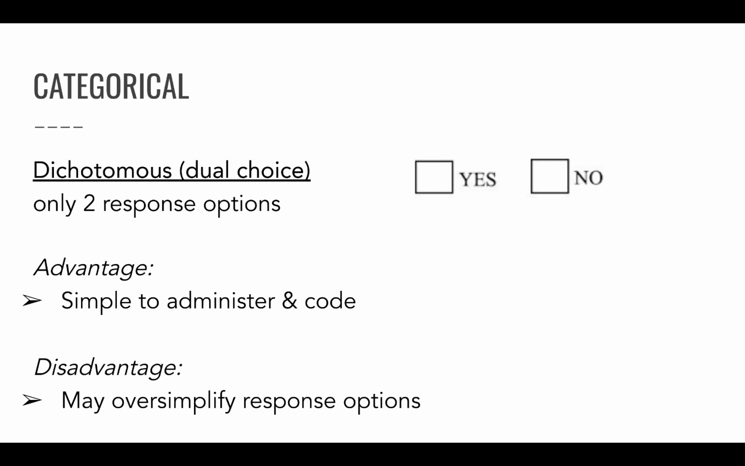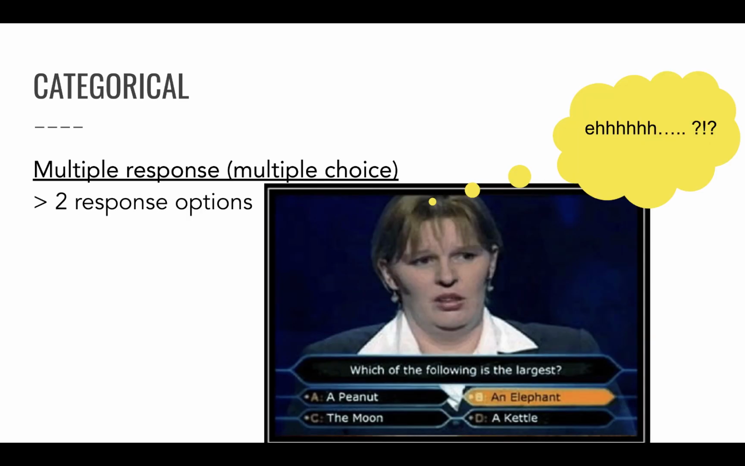For example, have you ever been to Europe? This is either a yes or a no. There's no in between. You either have been or you haven't been. So this is pretty clear.